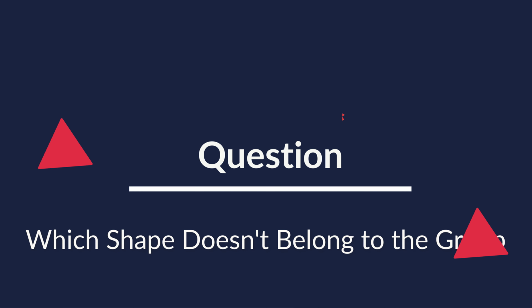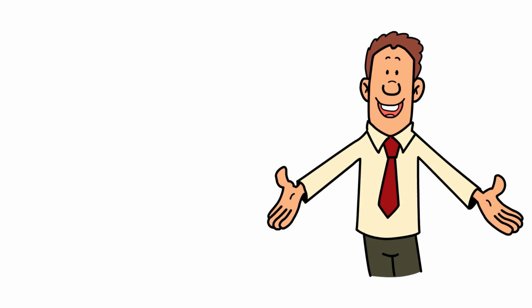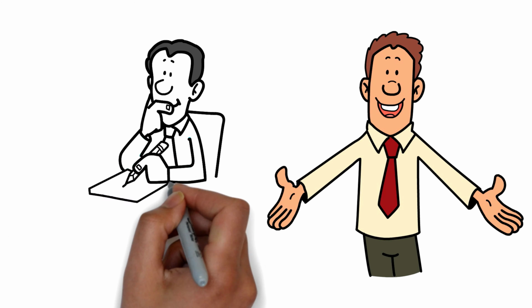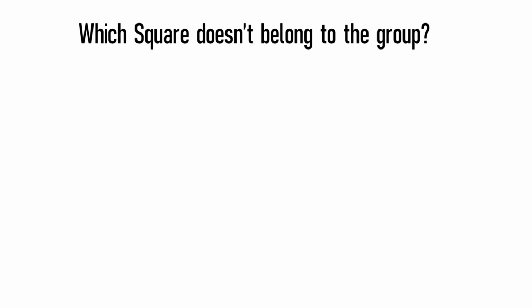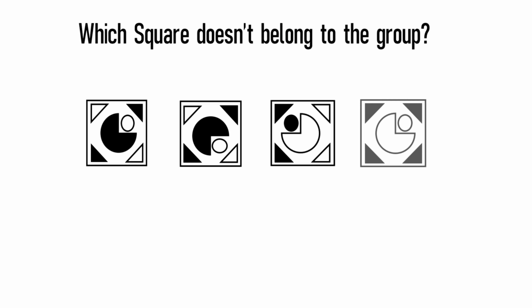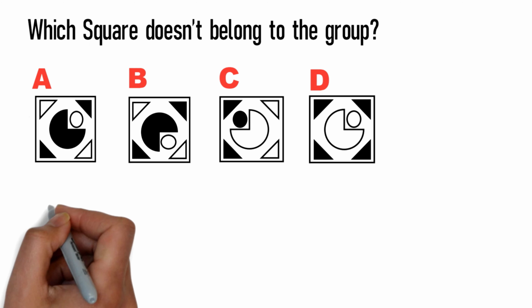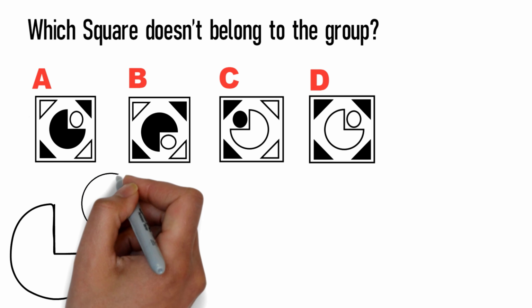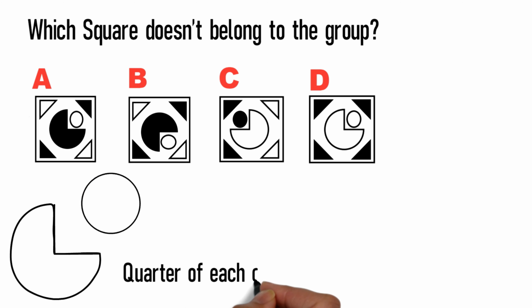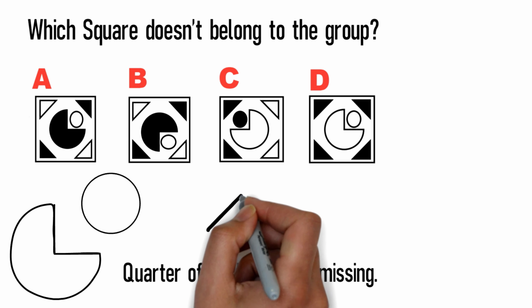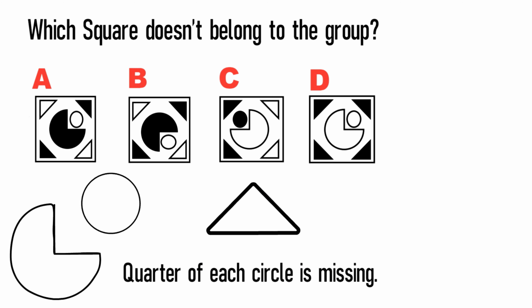I'm excited to take advantage of the opportunity and share with you how to solve these types of problems on the test. Typically, when you get a problem, you need to determine which object does not belong to the group. In this particular case, you need to determine which square doesn't belong to the group. You're presented with 4 different squares, choices A, B, C, and D. Each square contains 2 circles inside. In the large circle, a quarter of each circle is missing, and instead replaced with a small circle. All squares also have triangles in the corner.